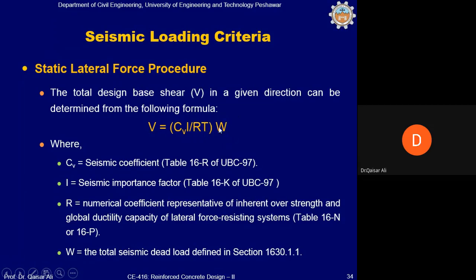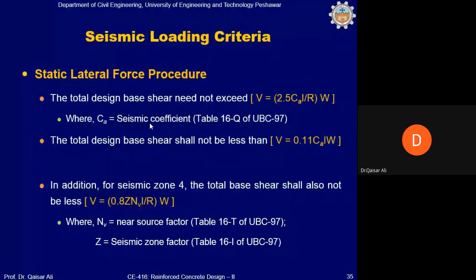This multiplied by W, so the greater the weight of the structure, the greater will be the base shear. And the greater the base shear, the greater will be the forces, and then the capacity of the structure needs to be increased in order to overcome the stresses produced due to this base shear. Okay, this is the basic equation.